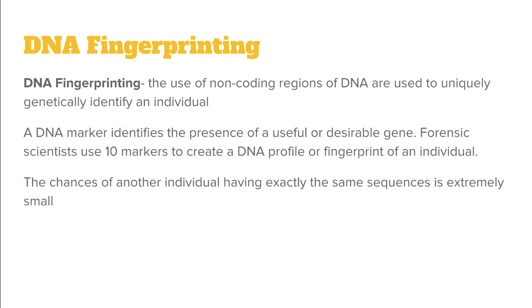So when we do DNA fingerprinting, we're looking at the use of non-coding regions of DNA because they uniquely and in a genetic way identify an individual. By using a DNA marker, it is able to identify the presence of a useful or desirable gene. And then when forensic scientists use 10 of these markers, they can create a DNA profile or fingerprint of an individual. And the chances of another individual having the exact same sequences is extremely small.